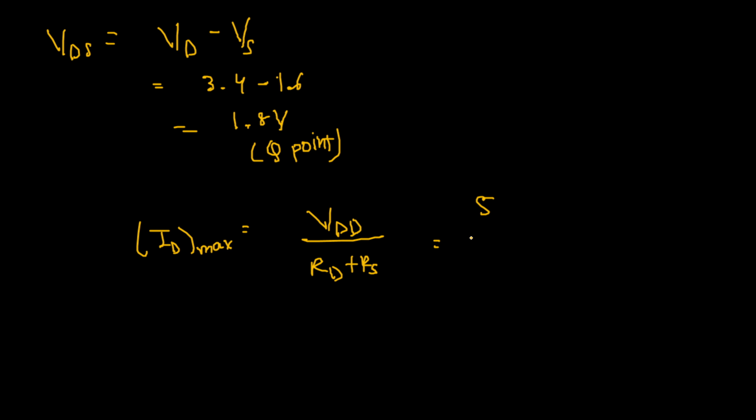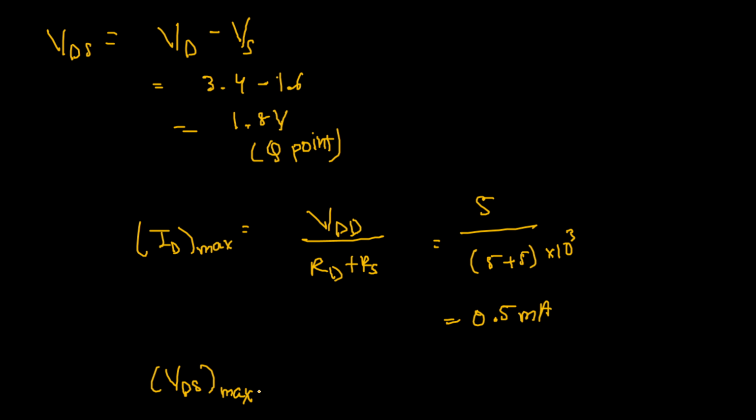So we know VDD is 5, we know RD and RS are both 5 kilo ohm. So from this we get 0.5 milliampere, and for VDS max, that is basically VDD directly, which is 5 volt, right? So the load line would look something like this, right? So ID max is when VDS is 0 and VDS max is when ID is 0.